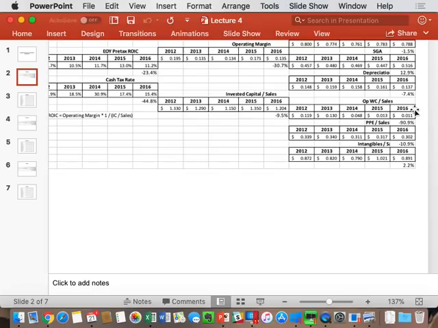Net PP&E. 33.9 cents was spent on PP&E in 2012 per dollar of sales. Now they're spending 30 cents per dollar of sales. Better or worse? Is this better or worse in terms of plant utilization? It's better.